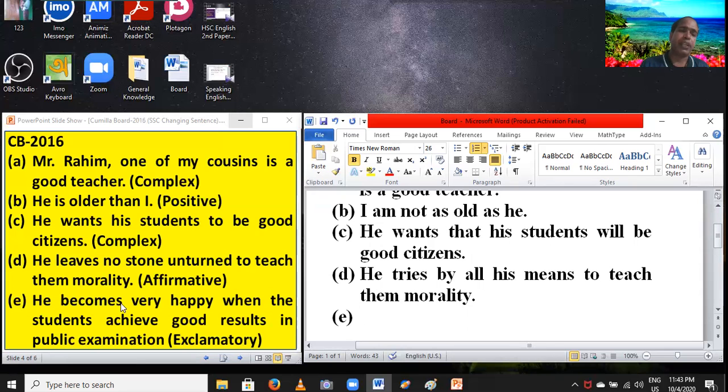Question E. He becomes very happy when his students get good results in the public examination. Exclamatory. Dear students, you have to change into an exclamatory sentence by using the formula of exclamatory sentence. Notice carefully: this sentence is divided into two parts. This is the principal clause and this is the subordinate clause. You have to change into exclamatory by breaking the principal clause. Students, notice, you only have to break: he becomes very happy.